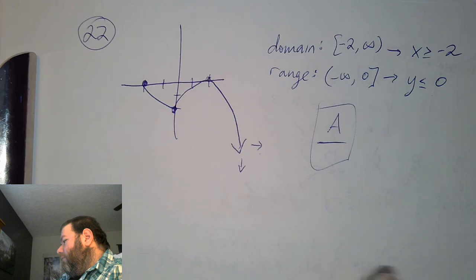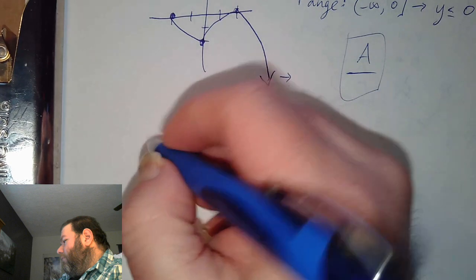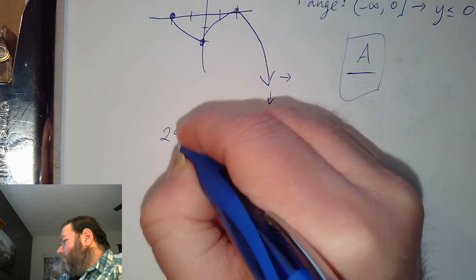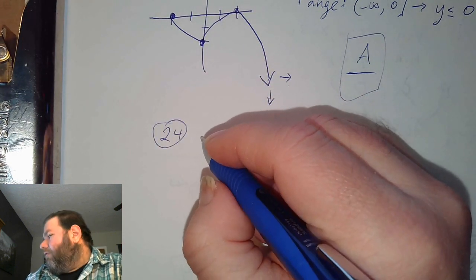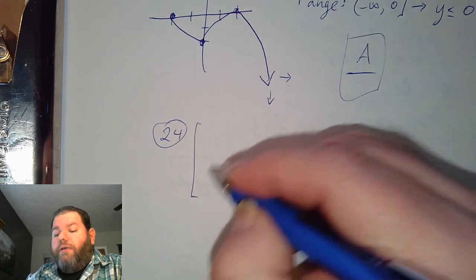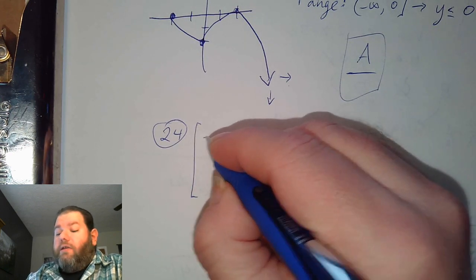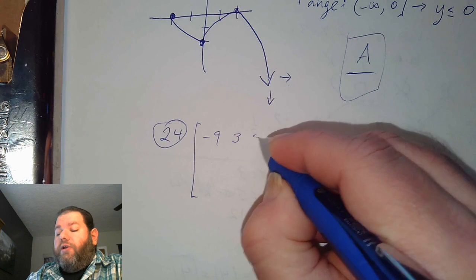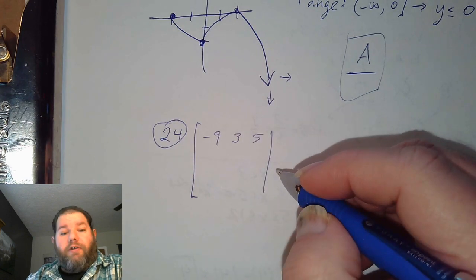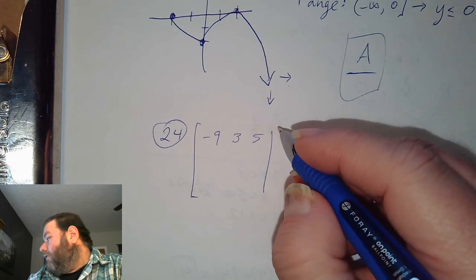Now 24, we did not cover 24. This is a matrix. Let me go ahead and write this down though, just to show you how easy this is. We're not actually solving the matrix, we're just converting it to a system of equations.